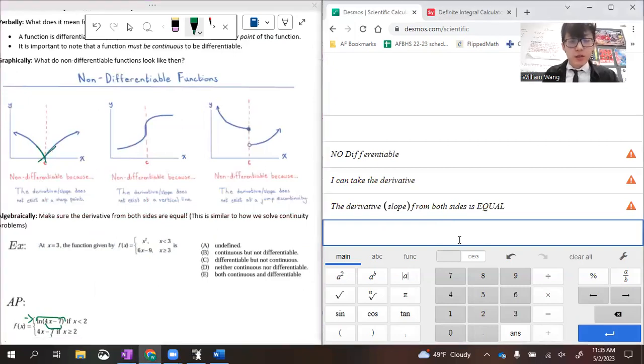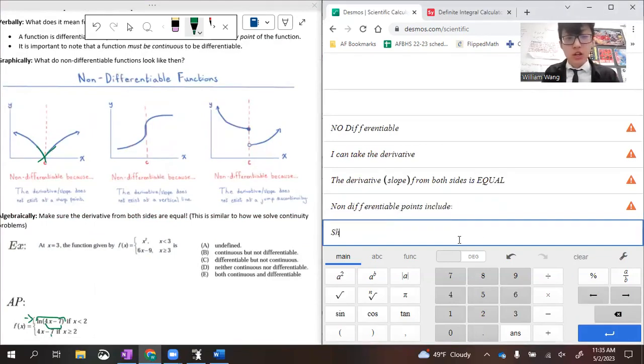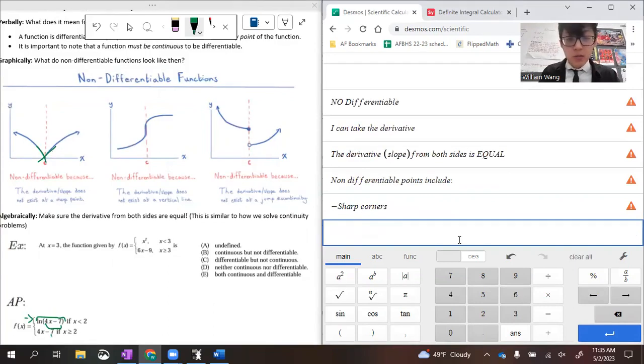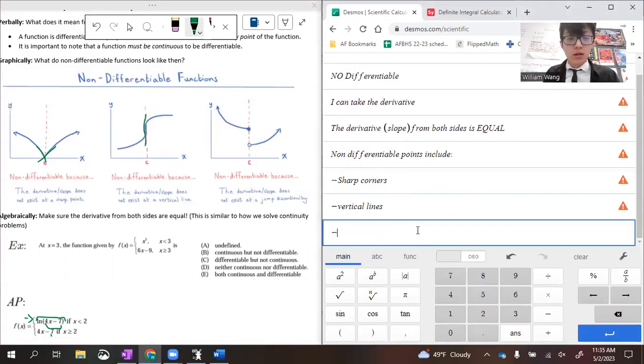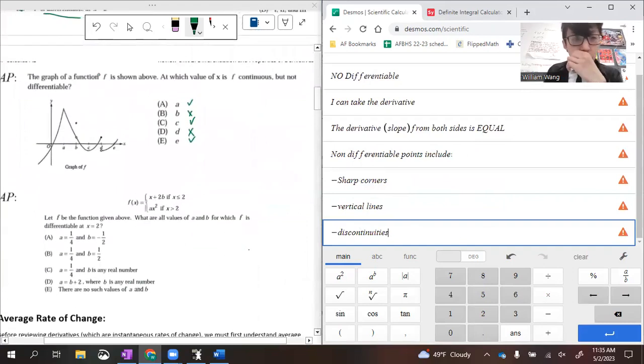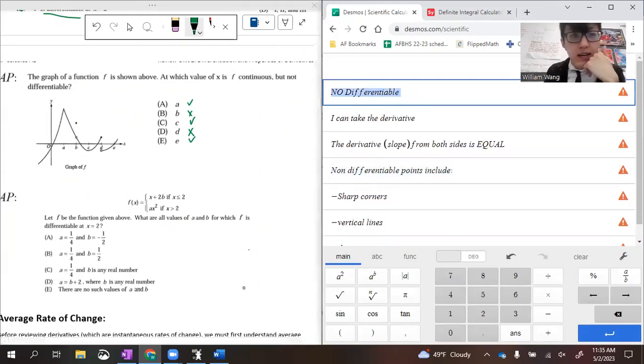So non-differentiable points include sharp corners, vertical lines, right? This right here, this slope, I can't really take the derivative of that because that's a vertical line. So that would be an undefined slope, or discontinuities, right? So those are non-differentiable points. Well, let's see which one of these is not differentiable, because I'm looking for when it's not differentiable.